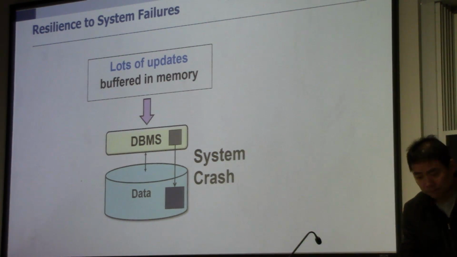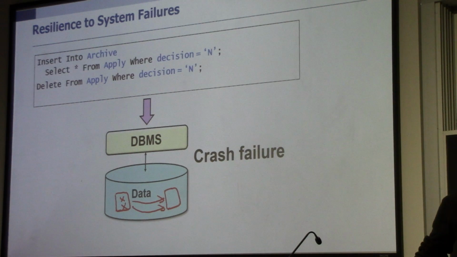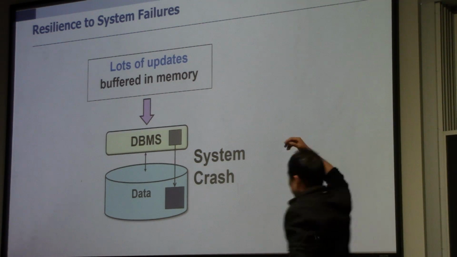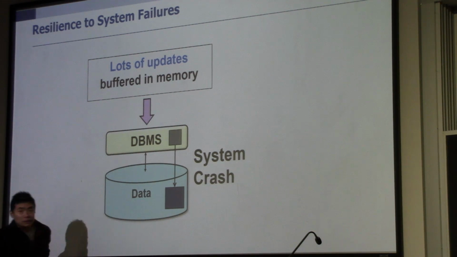So we use transactions to guard against such failures. So transactions give you this all or nothing semantics. I'll give you another example. You have a lot of updates buffered in memory. Okay, that's your database.